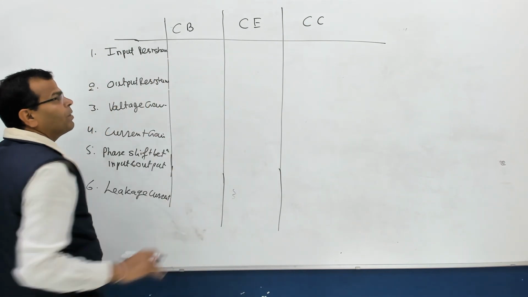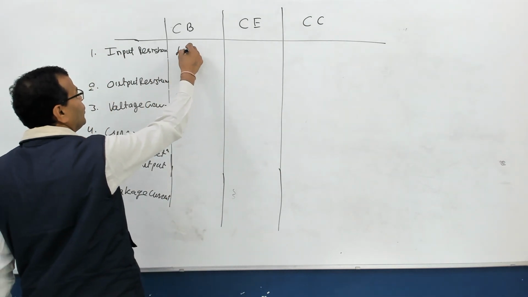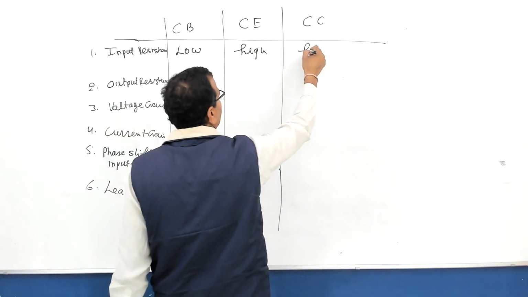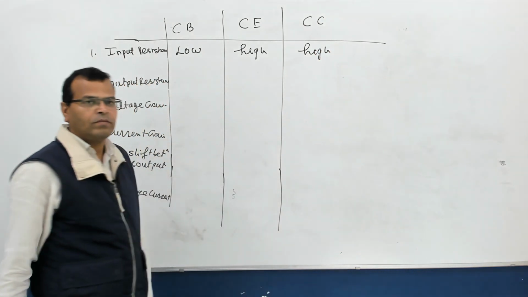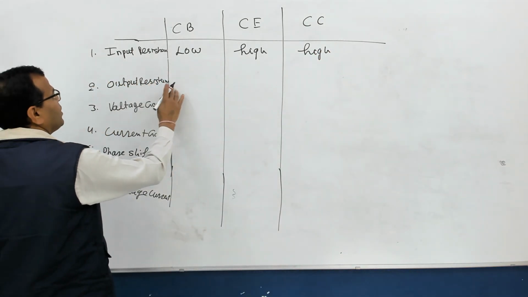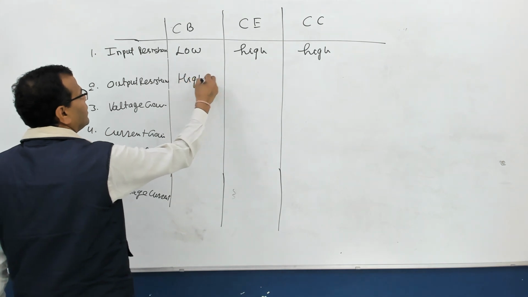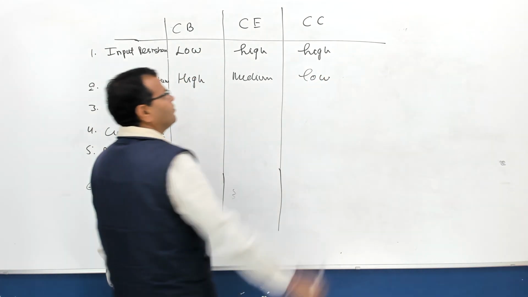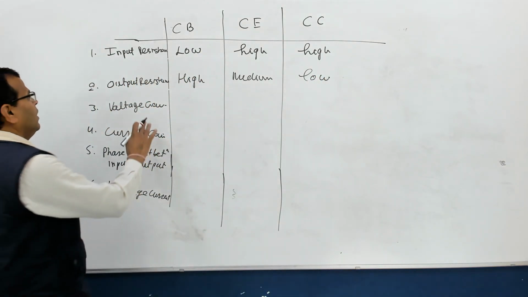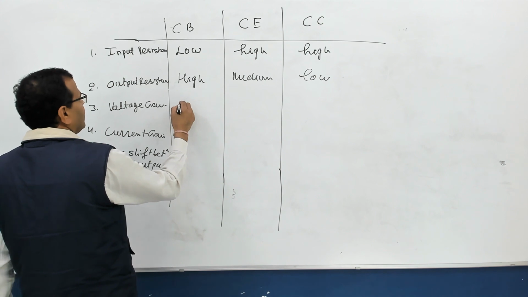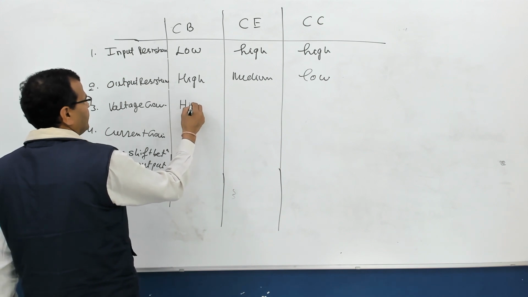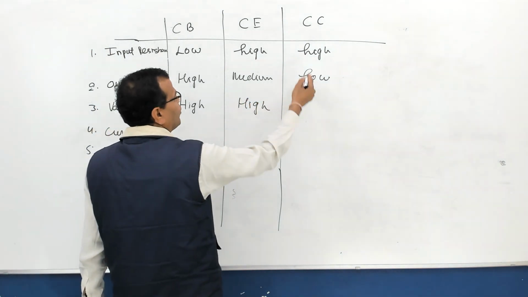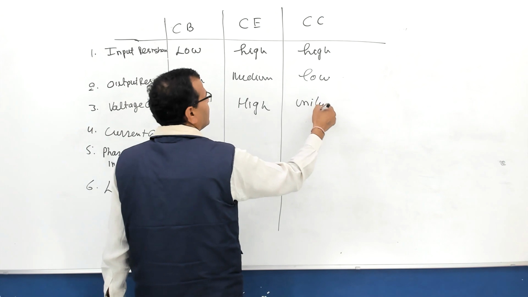Input resistance of common base configuration is low. This is high. This is high. Output resistance of this configuration is high. This is medium. This is low. Voltage gain of this configuration is high. This is high. Voltage gain of this is unity, you can say, low or unity.